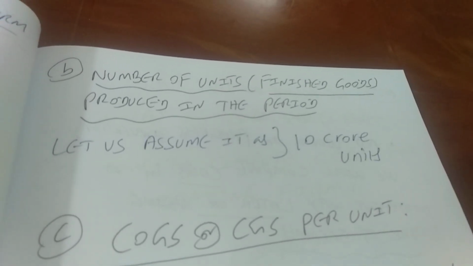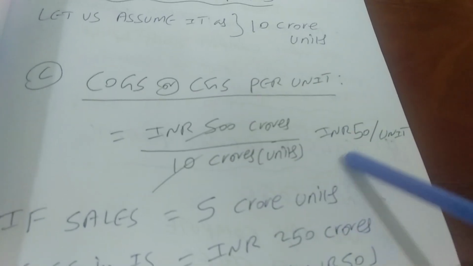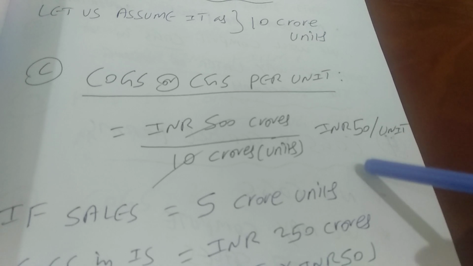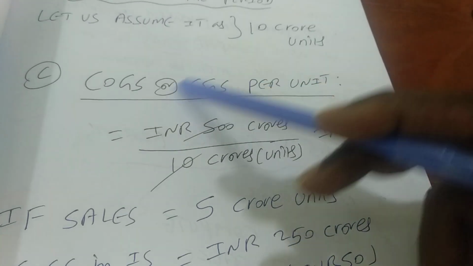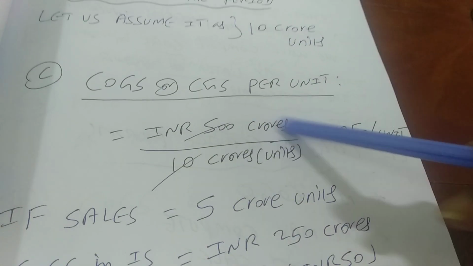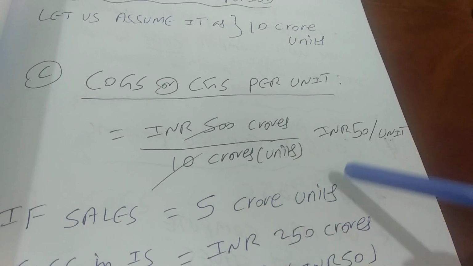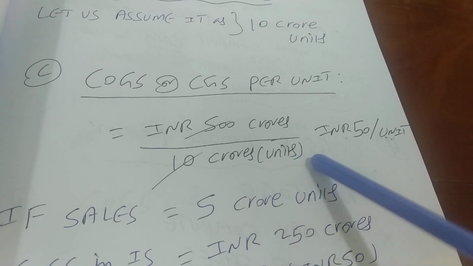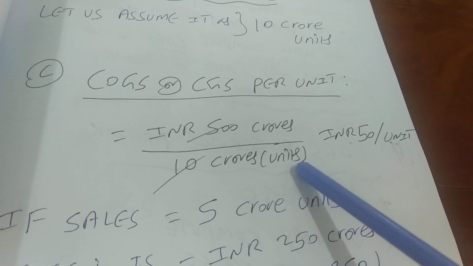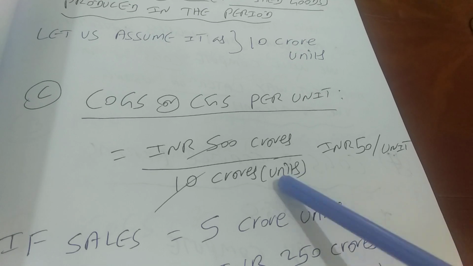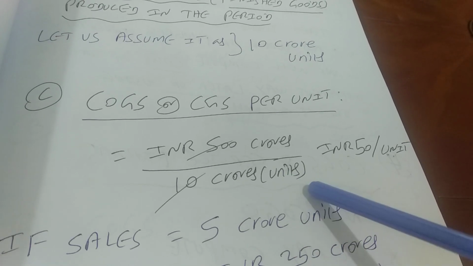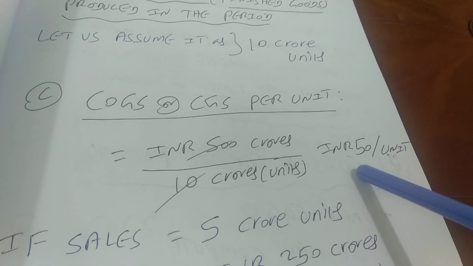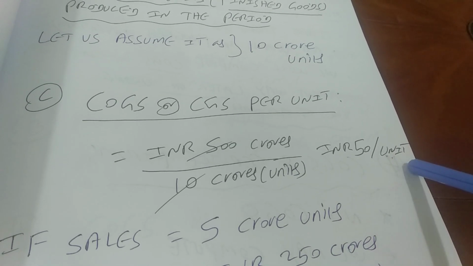Now let's go to the answer. That is step 3C. We need to know what is the COGS per unit. So that is nothing but cost of production in total divided by the number of units produced by the firm in that period, right? So that means INR 500 crores divided by 10 crore units. Please mind this, the denominator is not in currency, rather it is in units. Once you simplify this formula, you will get the answer, that is nothing but INR 50 per unit.